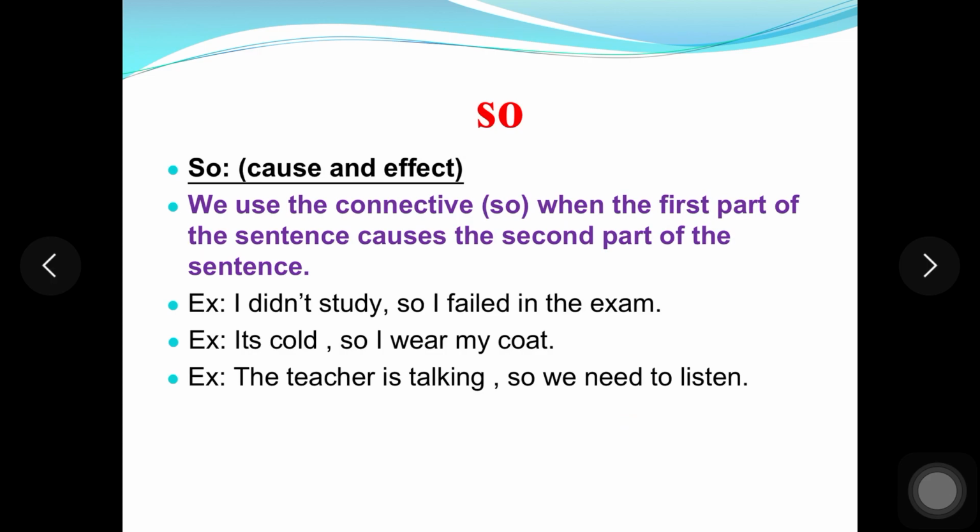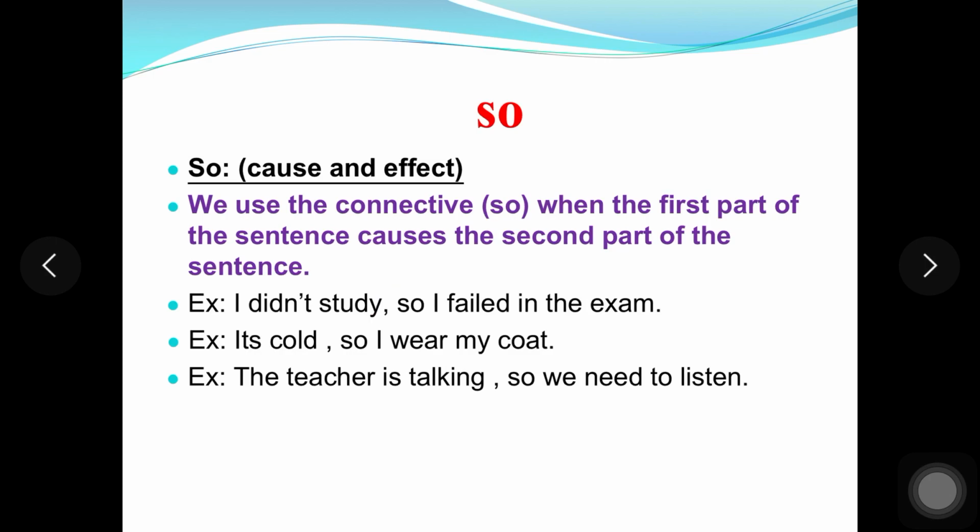And I want you to pay attention here that I used a comma before the connective so. When I used it to connect two sentences together, I used a comma before. So please don't forget to use a comma before the connective when I'm using it to connect two parts of a sentence.